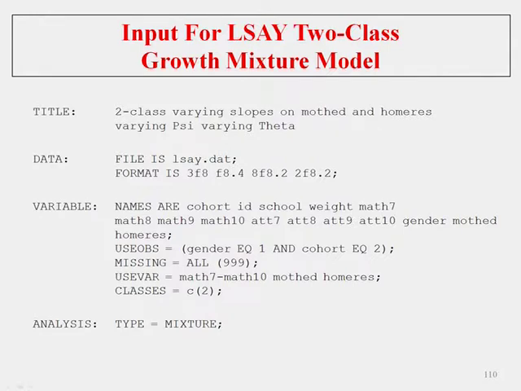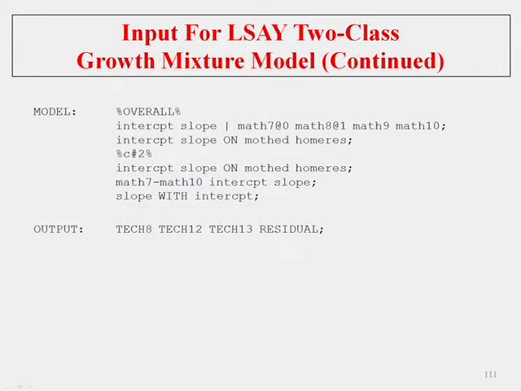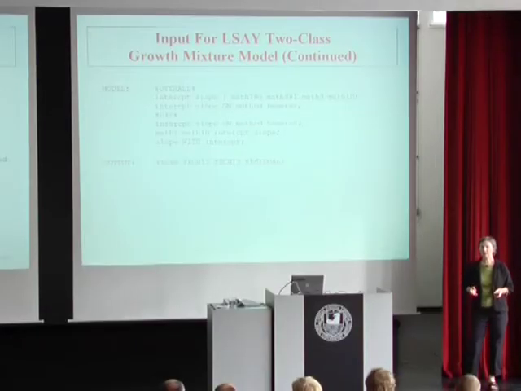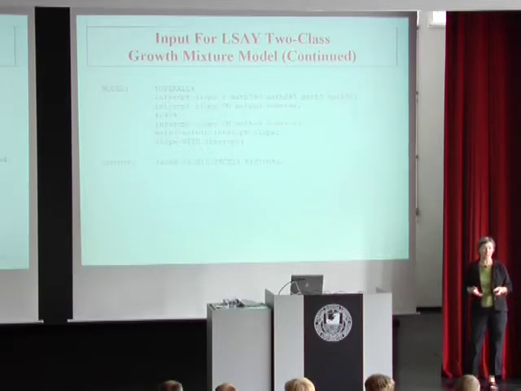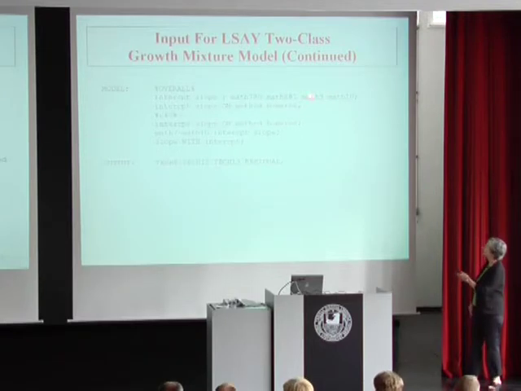But the most important thing, I think, is the model command. So we said that we were going to allow everything to vary over classes. So in the overall, you see we have the growth model specified, intercept slope | math7@0, math8@1, math9, and math10. You'll note we don't have @2 and @3. So that's another advantage of having the time scores be parameters in the model. You can actually estimate them. So they don't have to be fixed. You can have free time scores, and that's what we're allowing here.